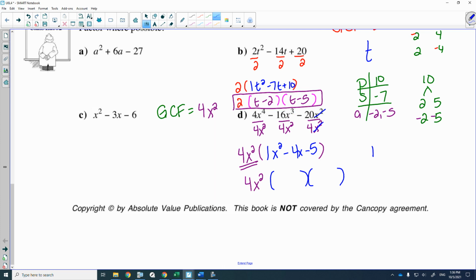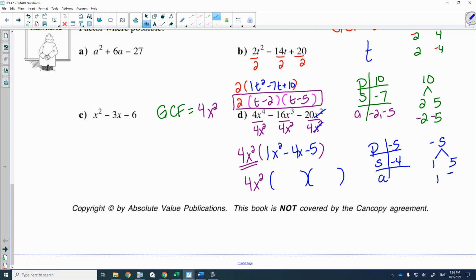And then you're going to do product of -5, sum of -4. This one's always nice because there's only 2 numbers that multiply to 5, right? It's either 1 and 5, and we got to get one of those negative. Jaden, what would be the answer? Yeah, 1 and -5. So x plus 1 is one of your factors. X minus 5 is the second.